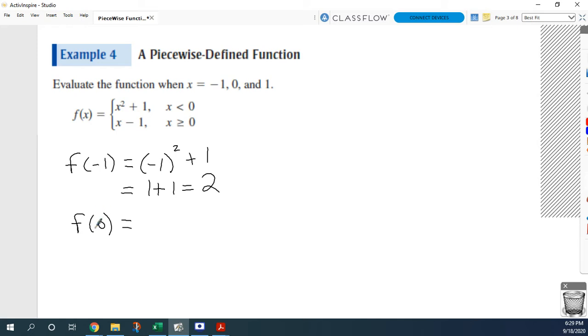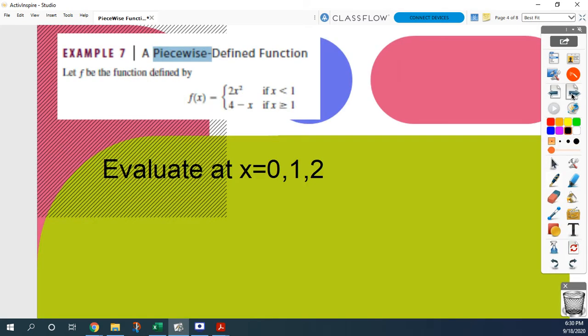Because if I'm going, okay, 0, where do I want to plug that in? If both of these had equal to bars, I wouldn't know where I wanted to plug it in. But this time, because my equal to bar is only with my bottom one, we know that I plug it into the second piece. And then lastly, we want to plug in 1. Notice that 1 is greater than 0, so that tells us that we want to plug it into that second piece. And that's evaluating a piecewise function.